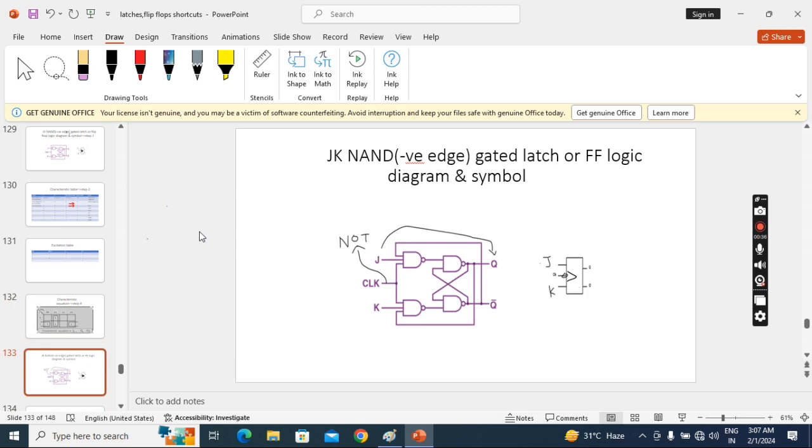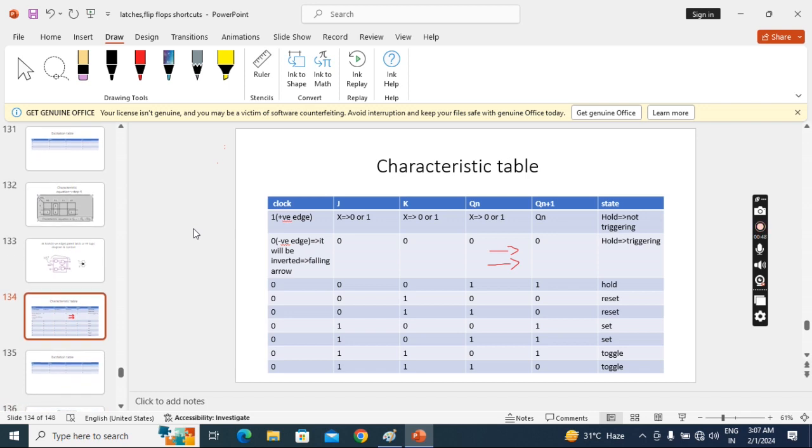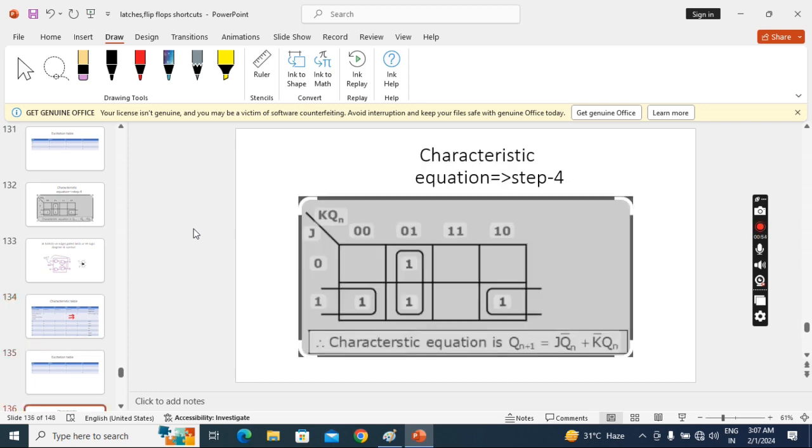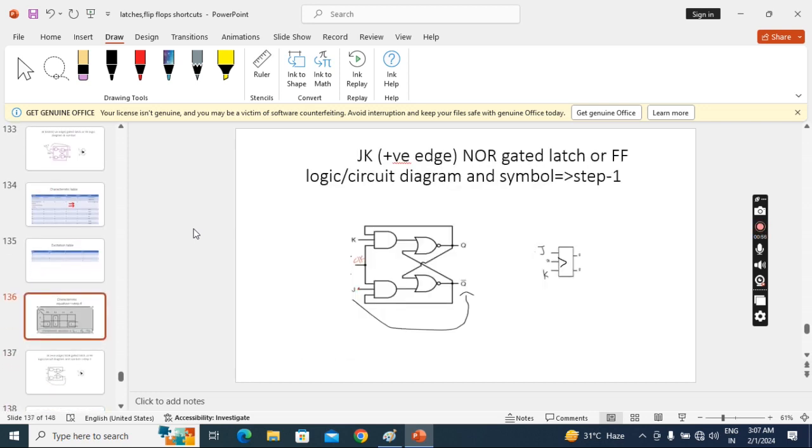Now with the negative edge, with the NAND latch part only. Negative edge means a bubble will come along with this triangle, and here an inverter. This is the same as the latch only. Just it is working with edges, and that is working with levels. This is the same as the latch. This is the same as the latch.